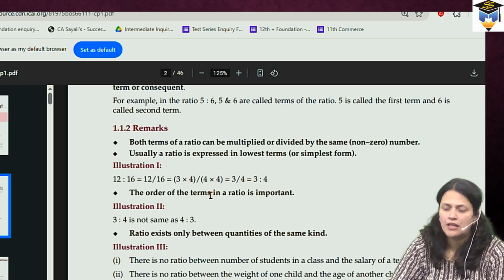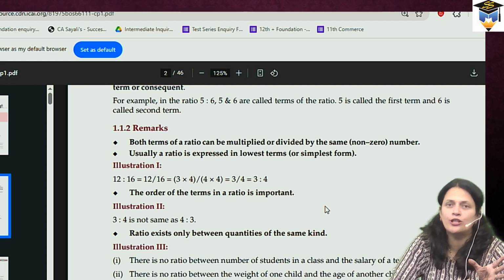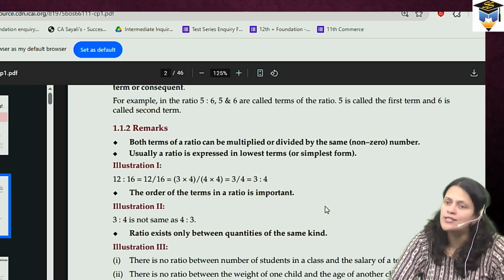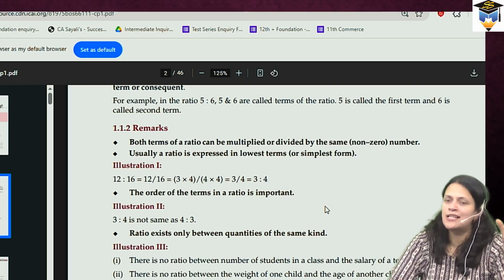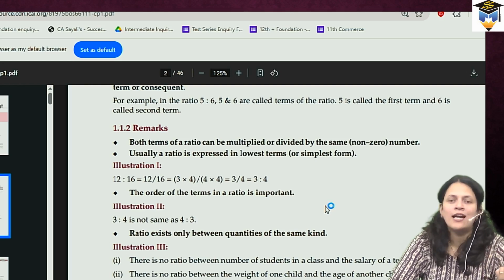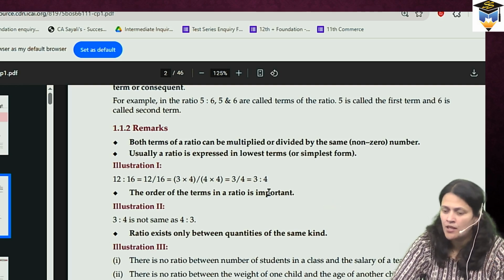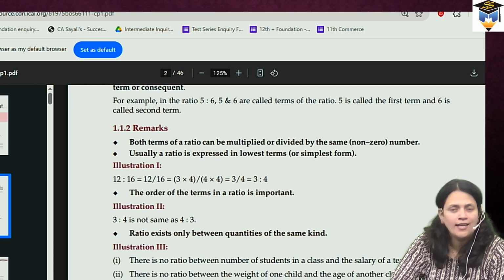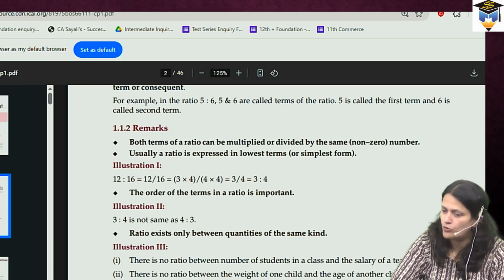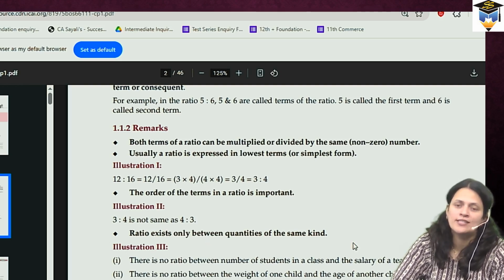So here, the next part which they have given is the order of the terms in a ratio is very important. So as I have already told you, if I say number of girls to number of boys, number of girls has to be in the numerator part and then will be the number of boys. But if I ask you the ratio of number of boys to number of girls, so choose the numerator correctly. If you make any mistake in that, then your final answer will be wrong. So don't do that. Ratio exists only between quantities of the same kind.